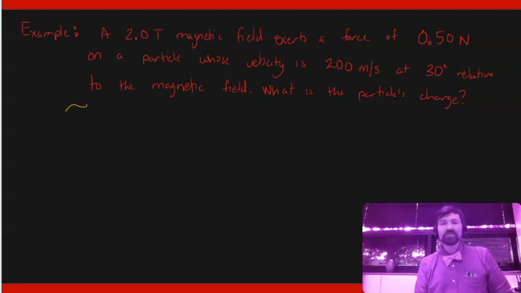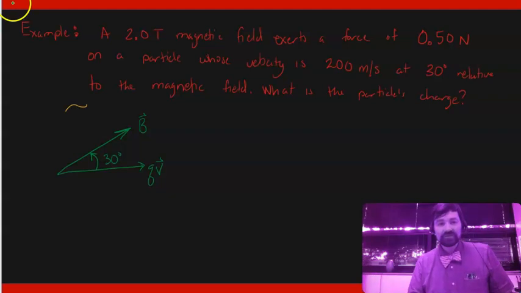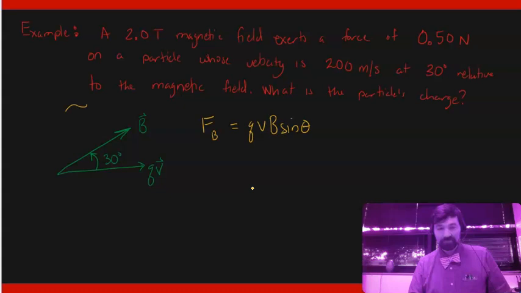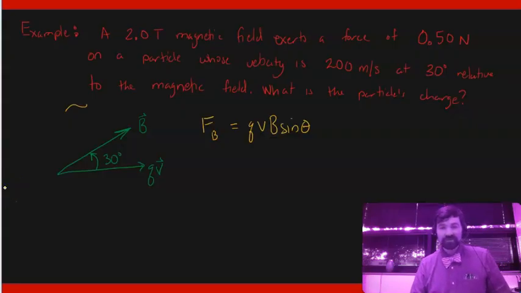First step is probably to draw a diagram. Since we're not trying to figure out the directions involved, it doesn't matter in this case whether I draw B at 30 degrees counterclockwise or 30 degrees clockwise from QV, but this is the basic diagram of what's going on. So now I can set up my equation, just basically using the equation from the previous slide right here, we're trying to solve again for the charge.